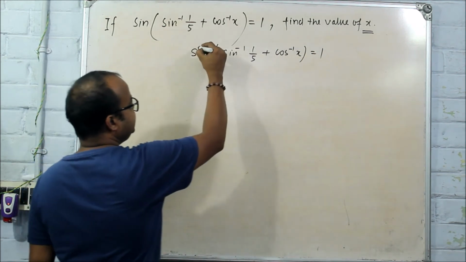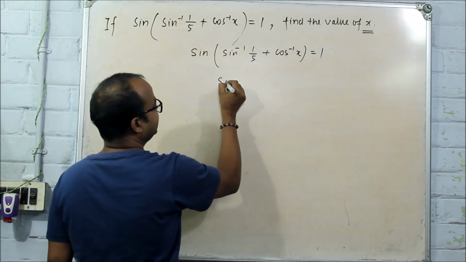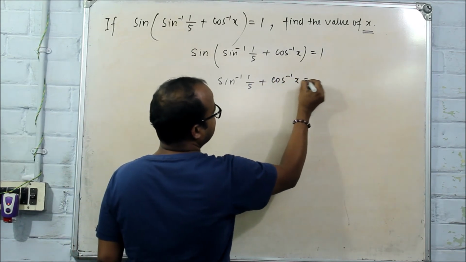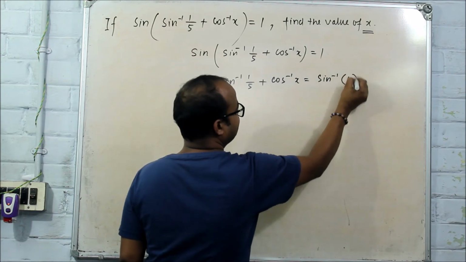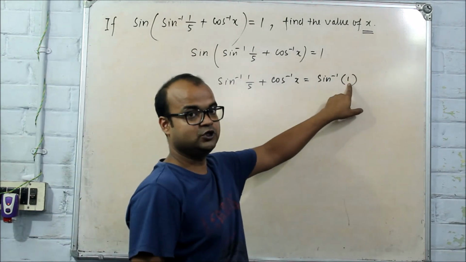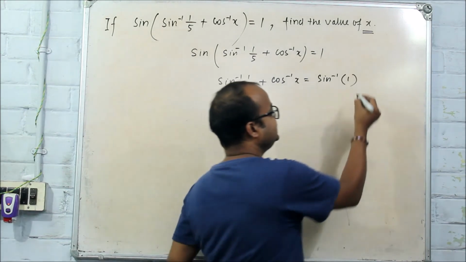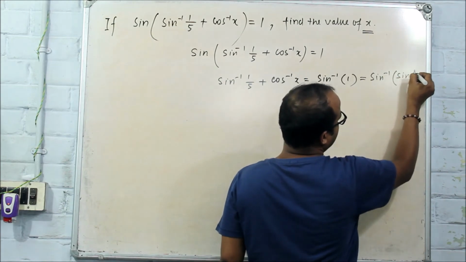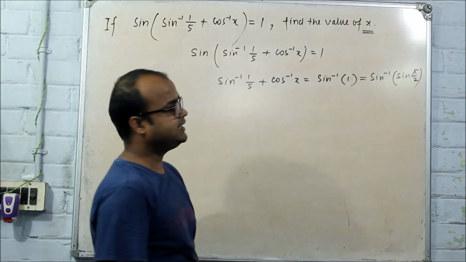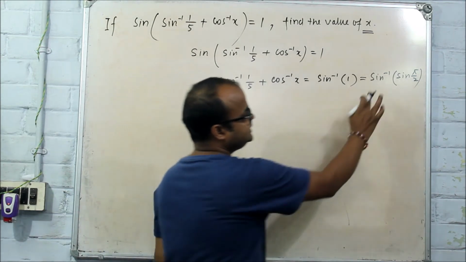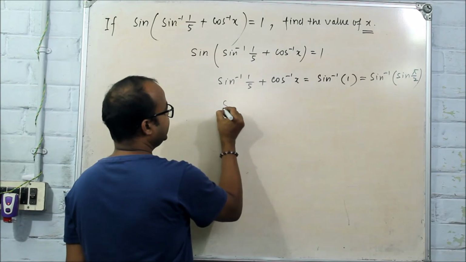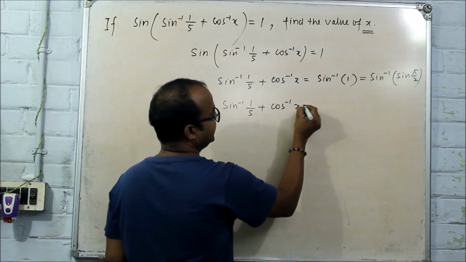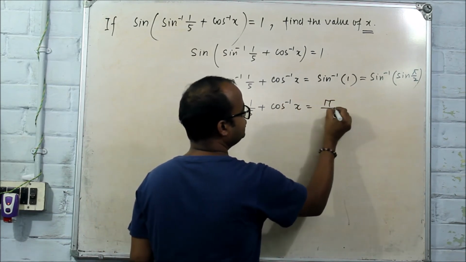Now if I take this sine to the other side, we'll get sin inverse of 1/5 plus cos inverse of x is equal to sin inverse of 1. This is positive, so here the angle belongs to the first quadrant. In place of 1 we can write sine of pi by 2, because sin 90 is equal to 1. So sine inverse sin theta is equal to theta. So we write sine inverse 1/5 plus cos inverse x is equal to pi by 2.